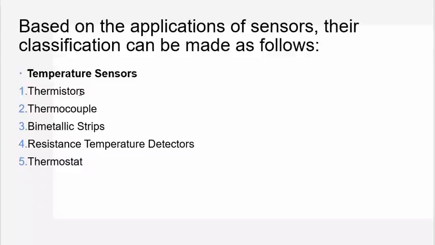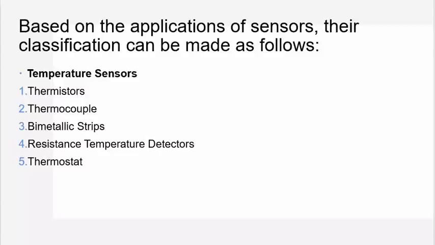Another type is what we call the temperature sensors. Okay, so from the temperature sensors, we have examples such as thermistors, thermocouple, bimetallic strips, resistance temperature detectors, and we have the thermostat. So these are examples of temperature sensors that basically deal with the application covering temperature, no? The hotness and coldness of the environment, of a certain chemical or a certain matter, for example.